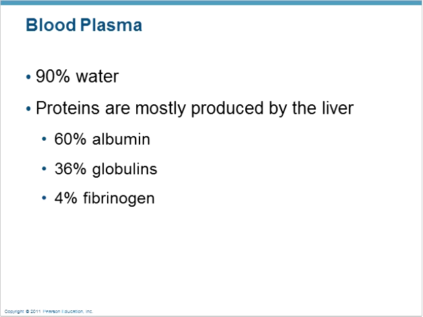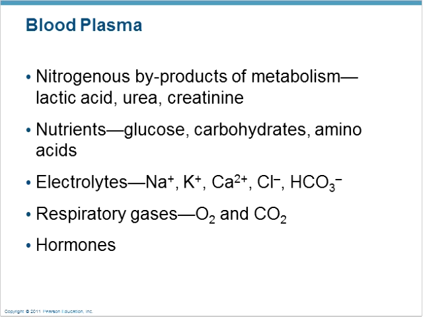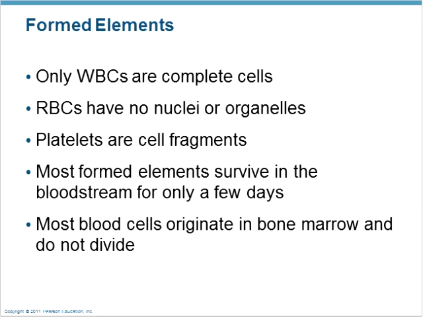The proteins in the plasma are mostly produced by the liver. 60% of the proteins within the blood plasma are albumin, 36% are globulins, and 4% are fibrinogens. The nitrogenous byproducts of metabolism, lactic acid, urea, and creatinine, are also located in the blood plasma, as well as nutrients: glucose, carbohydrates, and amino acids. And of course electrolytes, sodium, potassium, calcium, chloride, and bicarbonate, are located within the blood plasma, and the respiratory gases, the oxygen, which we bring in, and the CO2, which we expel, and we already talked about the hormones previously.